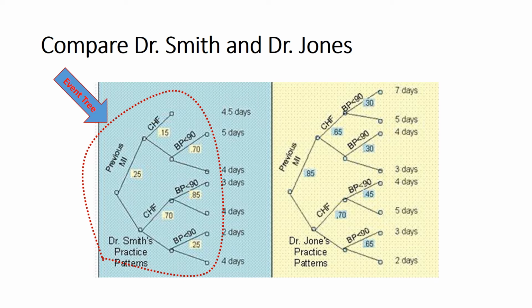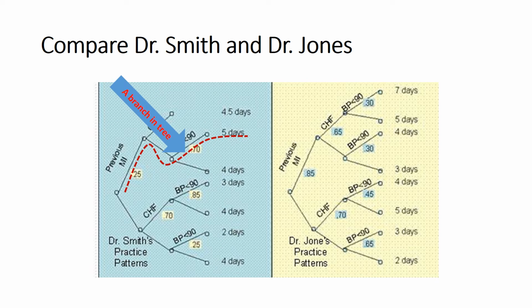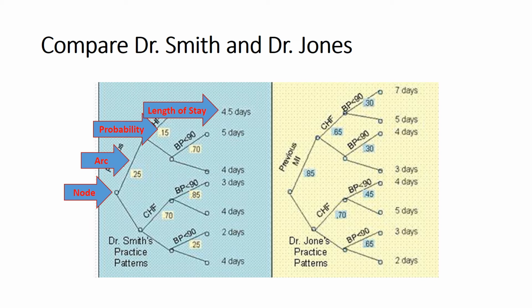This part of a decision tree is called an event tree. A branch in a tree is a series of nodes starting from the root going all the way to the outcomes. This is the length of stay, for example 4.5 days. The probabilities are given on each arc, so there is a 15% chance of it having congestive heart failure. The arc is the line between the two nodes, and the nodes are the small circles.